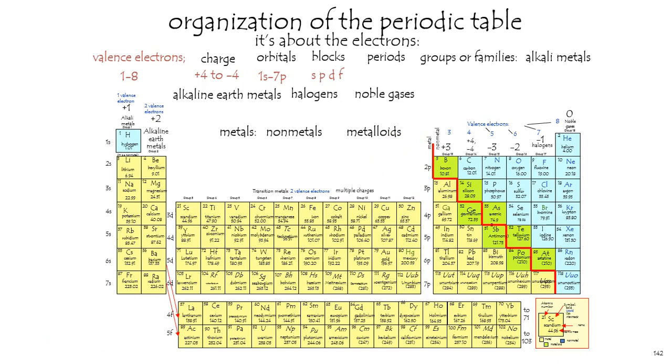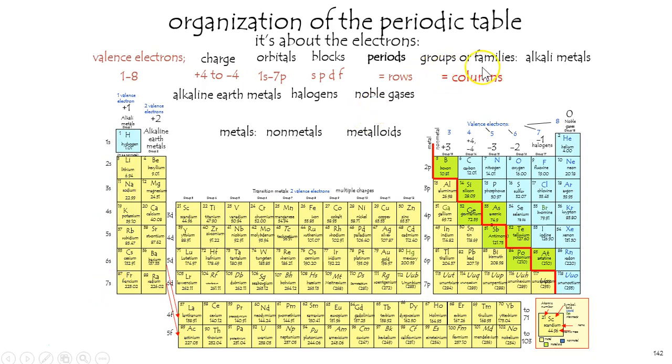Periods means rows. And in that case, it's nice and simple. That's a real hallmark of a well-designed periodic table, is that it's just first row, second row, third row, etc. And those are also the shells, first shell through the 7th shell, which is as far as it currently goes.